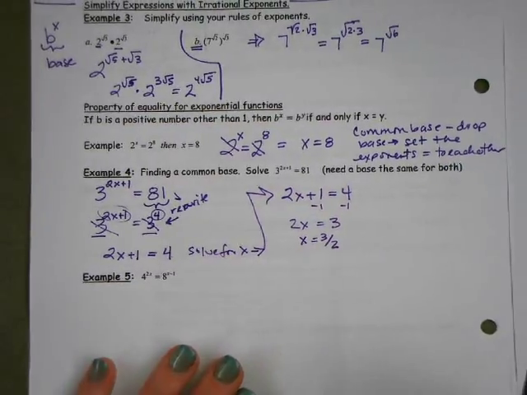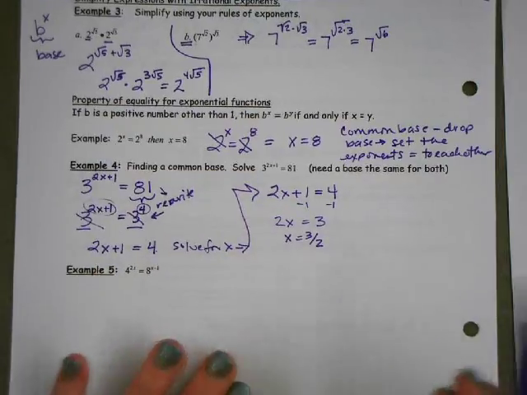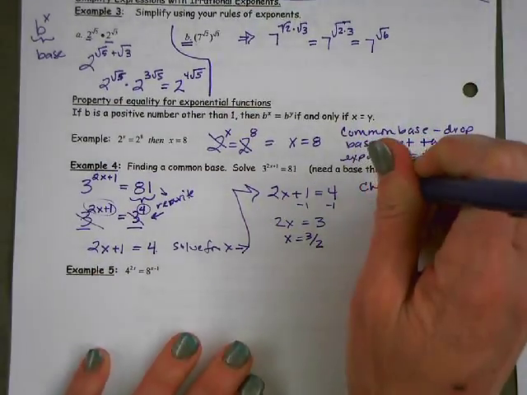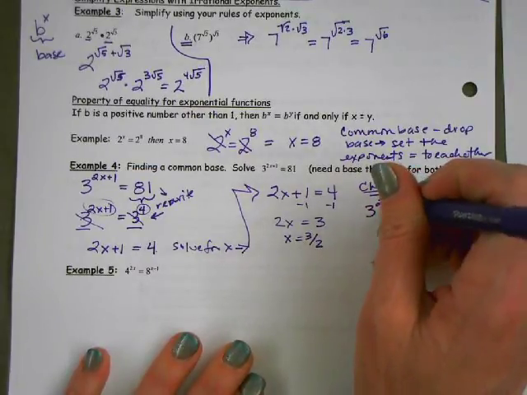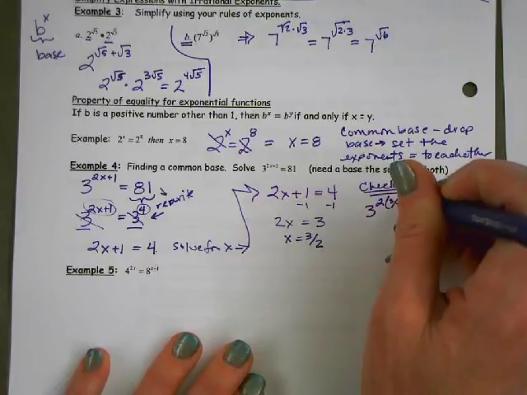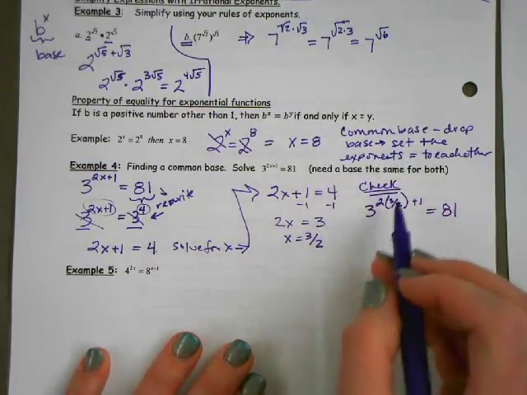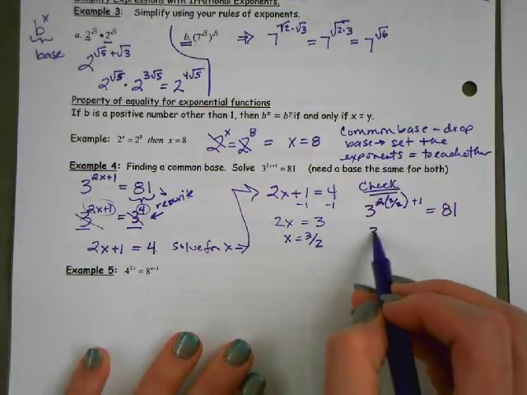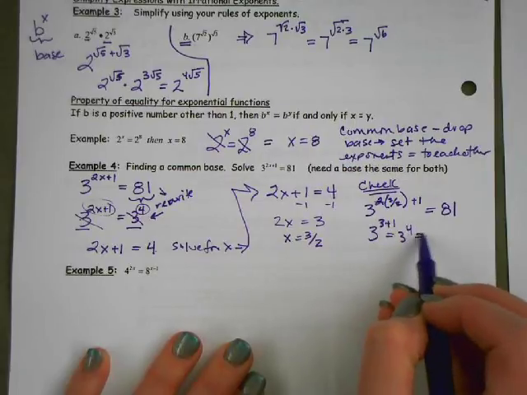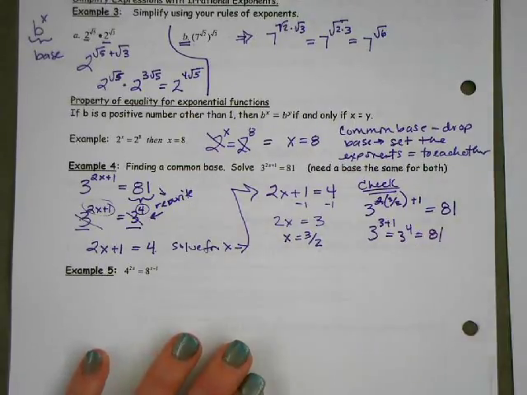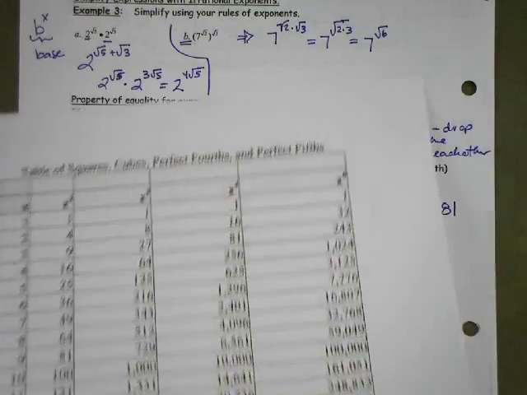Okay? So if x equals 3 halves, these two sides will equal the same. Well, let's check that. If I take 3 to the power of 2 times 3 halves, plus 1, does that equal 81? Well, let's see. These 2's will cancel, so I have 3 to the 3 plus 1, which is really 3 to the 4th. Does that equal 81? Yep, 3 to the 4th equals 81. So that checks.